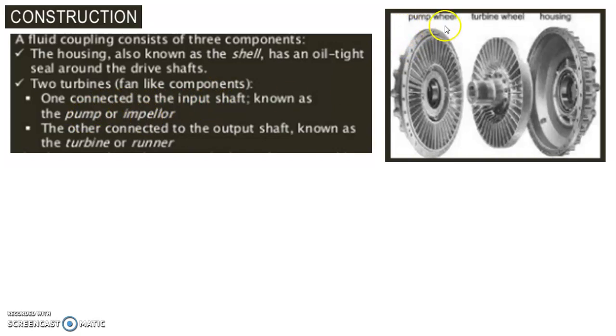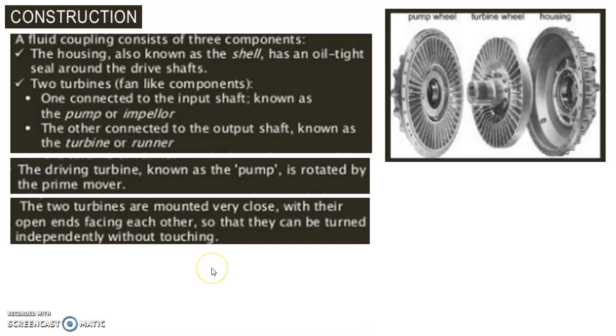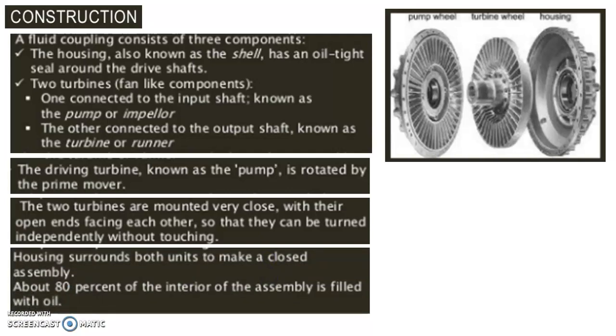So here you will see the pump wheel. The other, connected to the output shaft, is known as a turbine or runner. So you will see the turbine here also. The driving turbine, known as the pump, is rotated by the prime mover like an internal combustion engine. The two turbines are mounted very close with their open ends facing each other, so they can be turned independently without touching. The housing surrounds both units to make a closed assembly. About 80% of the interior of the assembly is filled with oil. So oil is there, that's why it is called a fluid coupling.